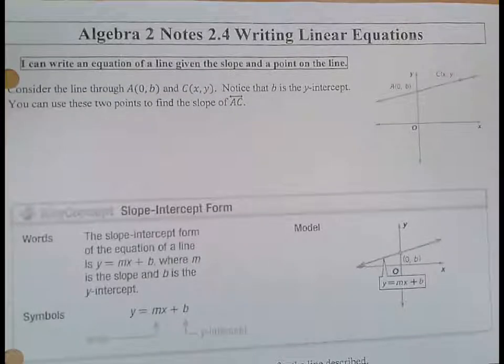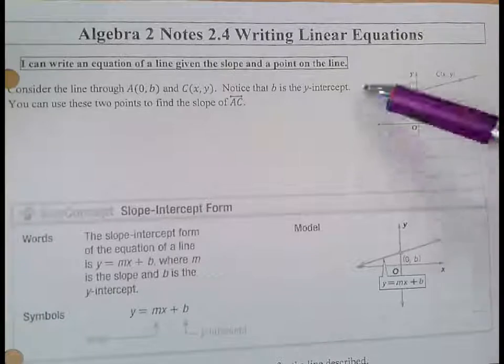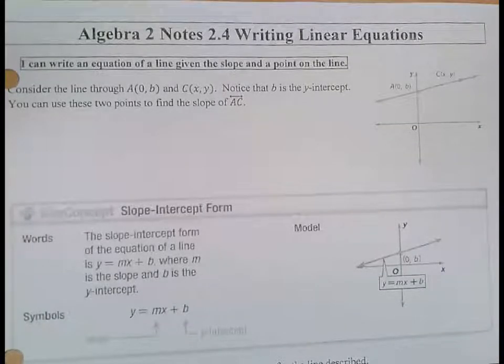form. We've even reviewed it this year. But you might not realize that that form actually comes from the slope formula that we talked about yesterday. So this first part is just showing you where slope-intercept form comes from, how it's created.